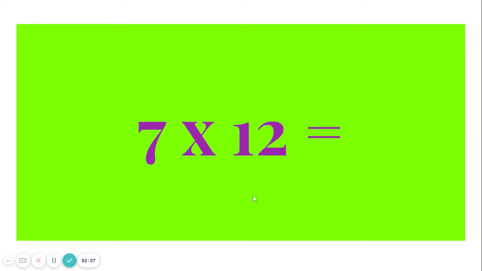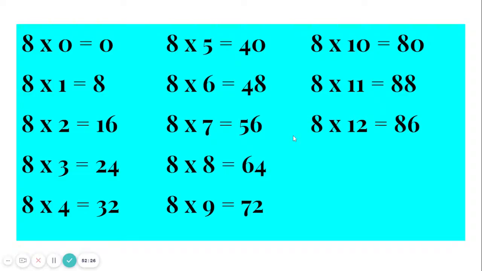7 times 12, think about it as 2 different multiplication facts, adding it together. Let's decompose that 12, break it apart, 10 and 2. 7 times 10, 70. 7 times 2, 2 sevens, 14. So remember, 70 plus 14, 84.